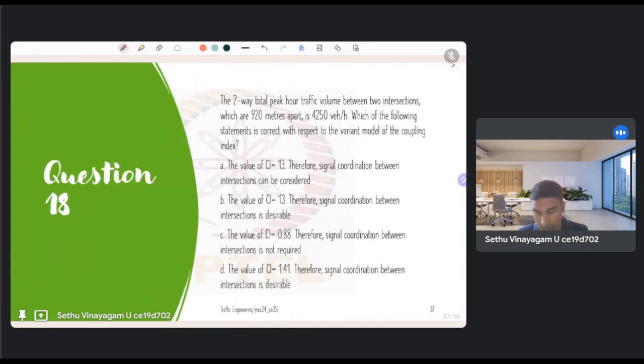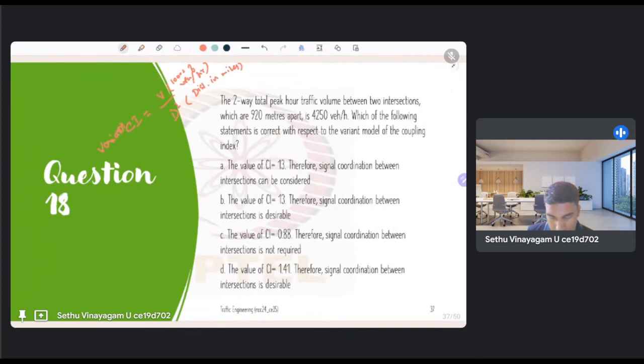Okay, so how do we get this coupling index? CI variant is equal to V squared divided by D squared. So V is in thousands of vehicles per hour, right? So the volume is expressed in thousands of vehicles per hour, and D is the distance between the intersections, in miles.